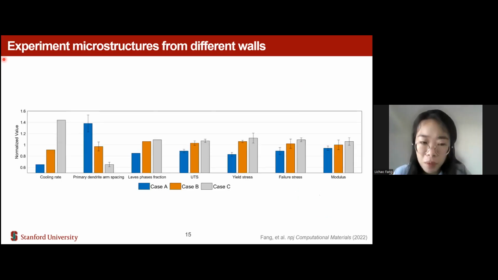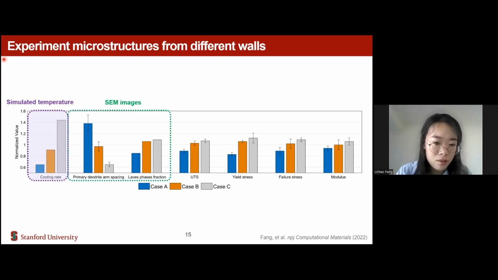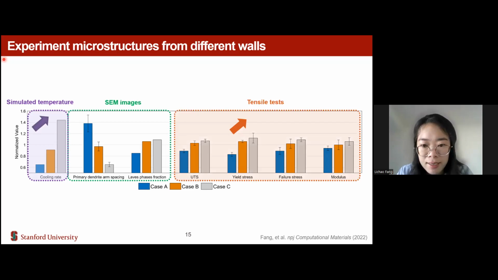We continue to look at more data. For this case, we calculate the cooling rate from the simulated temperature data, and we also calculate and analyze the primary dendrite arm spacing and the Laves phase fraction from the experimental SEM images. We compare this information with the mechanical properties from the tensile test. We can see that from case A to case C, the cooling rate is increasing, and the mechanical properties also increase.